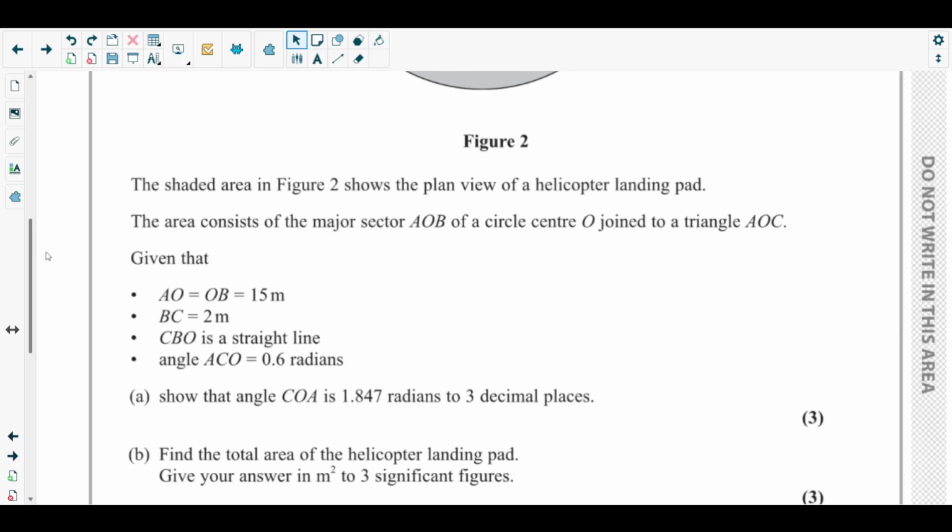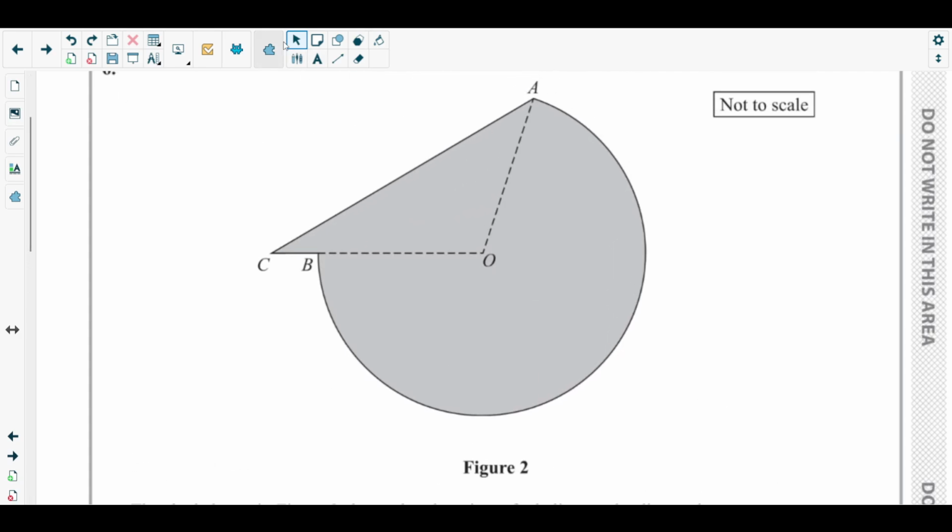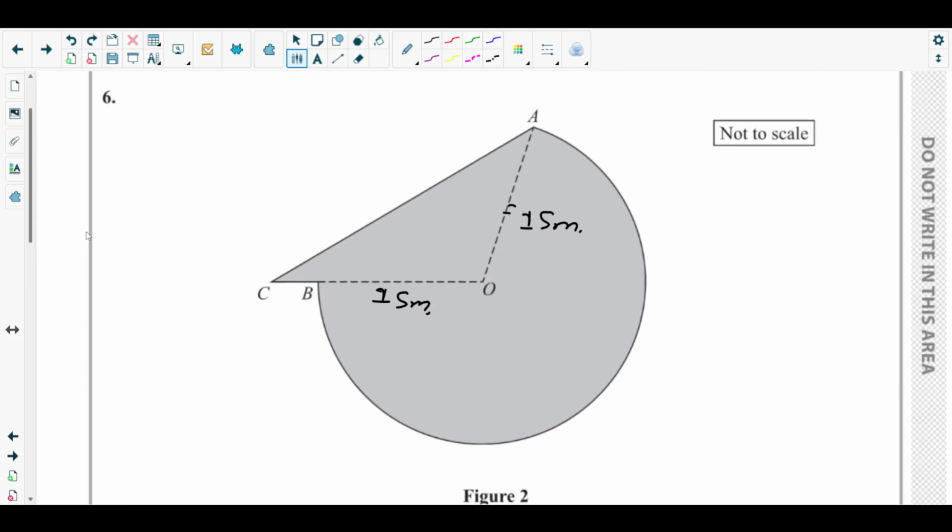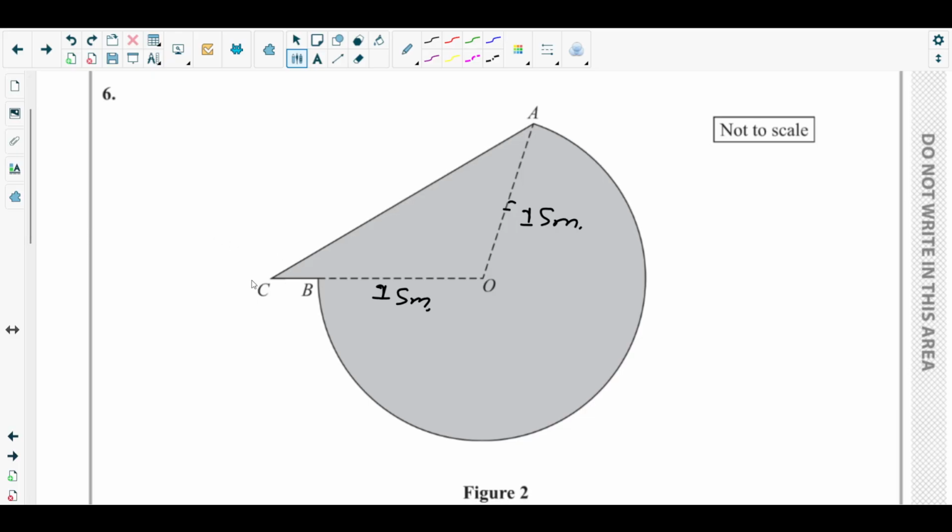Okay, fine. So given that AO equals OB, this is 15 meters. So AO is 15 meters, and BO is also 15 meters. Fine. Then CBO is a straight line. We can see a point C here. This point has been found by extending the radius OB outside of the circle, making a new point outside of the circle, which is point C. And this length BC is 2 meters. So total OC is 17 meters.